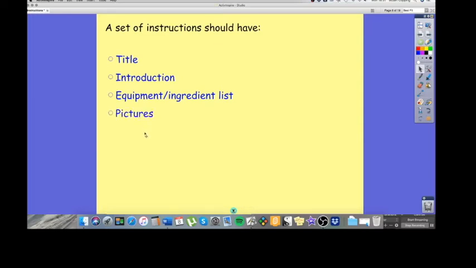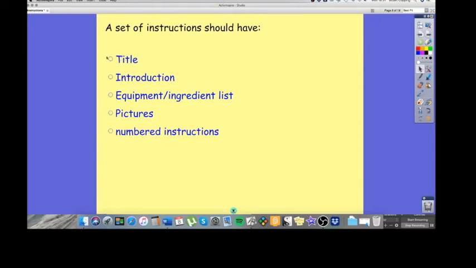It really should include pictures. I absolutely cannot stand, I skip over recipes when I'm cooking if they haven't got a picture, because I like to know what it looks like at the end. Which is silly, I know. It doesn't always, but it can have either bullet pointed instructions or numbered instructions.